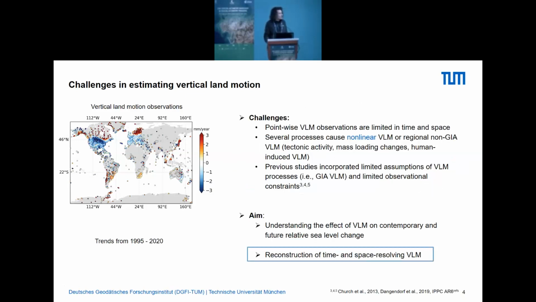In our work, we aimed at overcoming all of these problems and improving the status quo that vertical motion is usually modeled as a linear process. So we also wanted to model these nonlinear changes. For this, we computed a vertical motion reconstruction based on a large network of GNSS stations, more than 10,000 stations, and also based on indirect vertical motion estimates derived from differences between altimetry and tide gauge observations. This reconstruction is computed over the last 25 years.